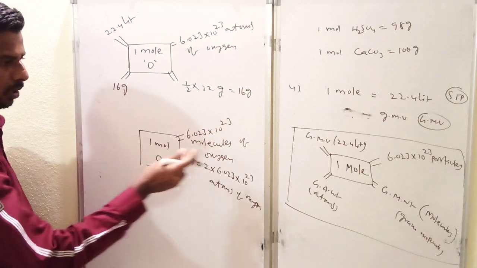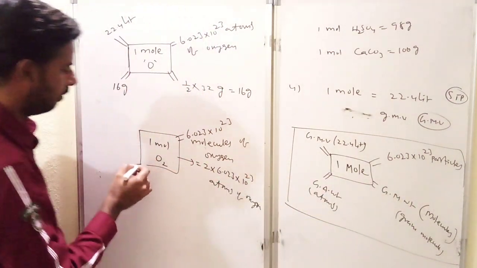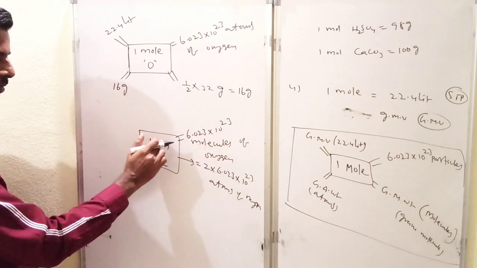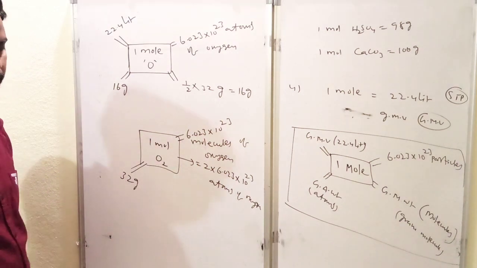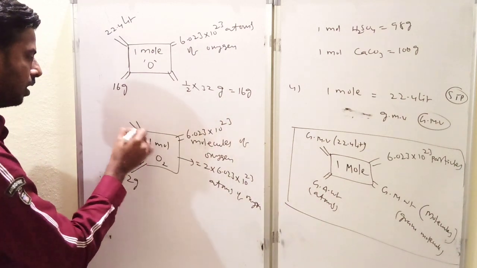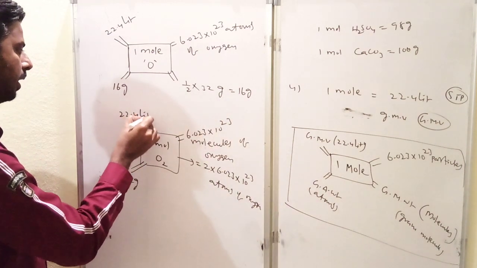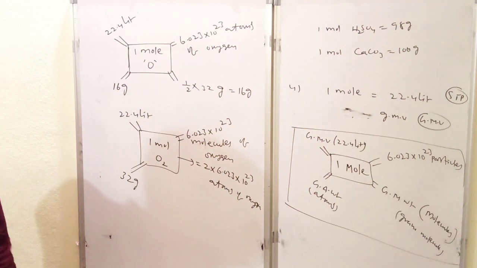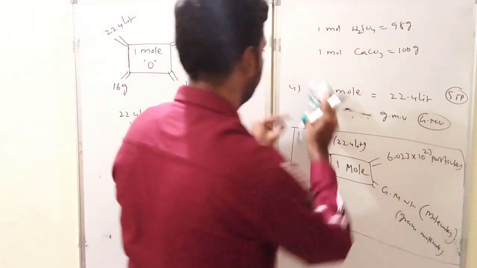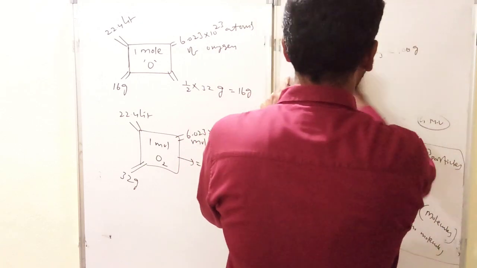Now, O2 is a molecule, so just apply this one. What is the gram molecular weight? Its gram molecular weight is 32 grams. That means 1 mole of O2 equals 32 grams. And similarly, 1 mole of oxygen gas occupies 22.4 liters at STP. Is it clear? Do you understand the analysis? We shall see one more example.